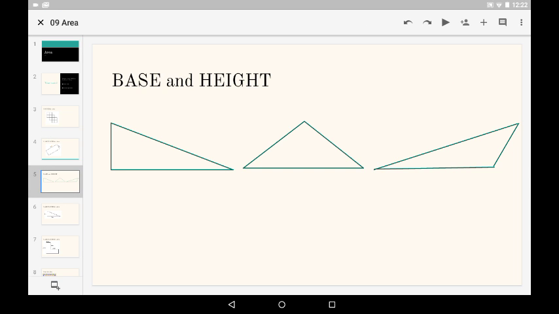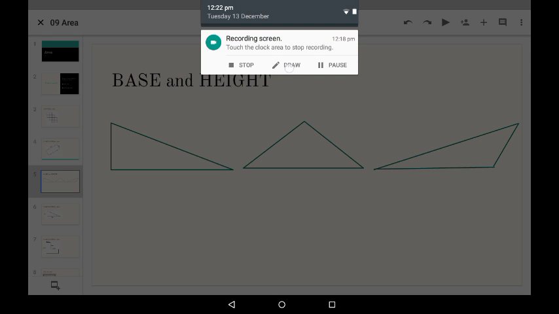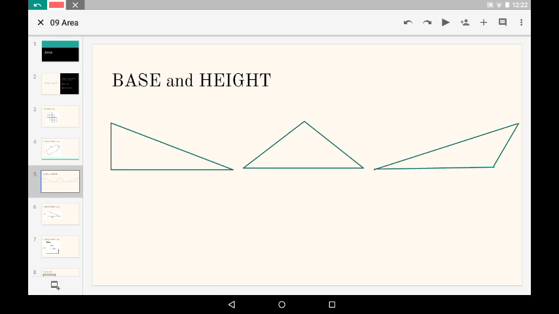Now we're going to talk about the area of a triangle. So before we get into how to do that, I wanted to make a couple points about the base and the height. So what you should have discovered in the activity before this was that the area of a triangle is the area of a rectangle divided by 2, because there's 2 identical triangles in each rectangle.